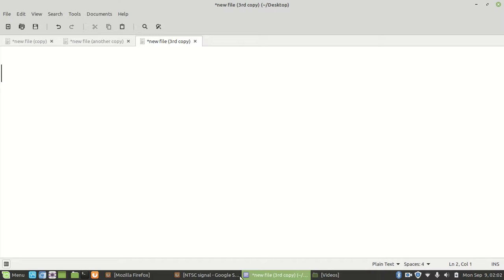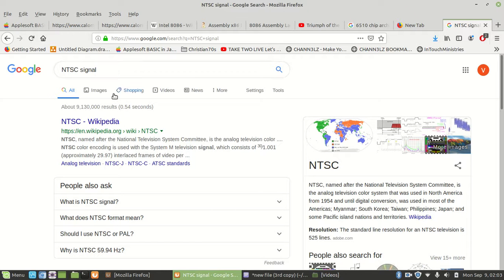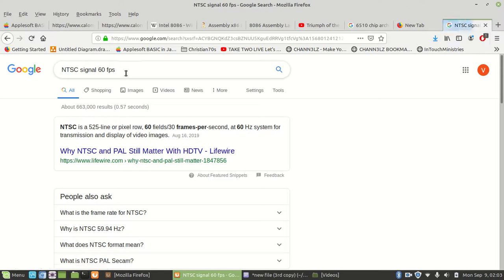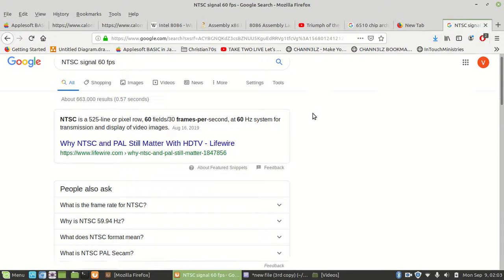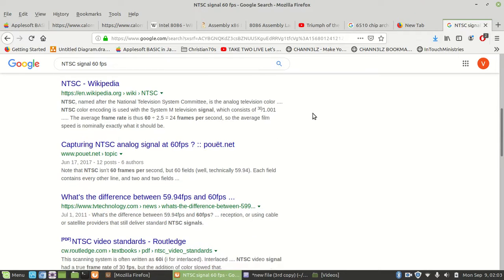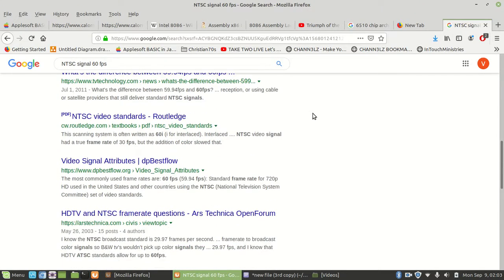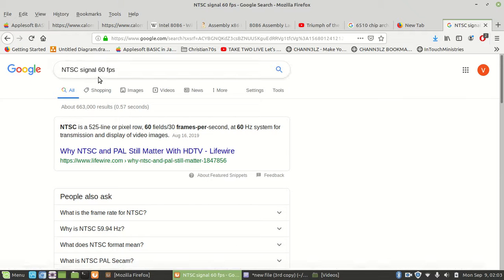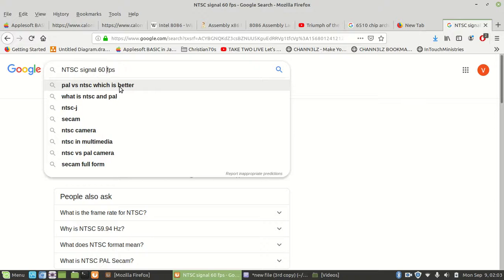Was it actually 30 frames per second, or did they do a full 60 frames? I was pretty sure the NTSC signal did 60 frames. Yes. Hertz system for transmission. So it would do 30 frames per second for 60. What is that? It doesn't sound right. Yeah, I think it was 60 frames per second with the NTSC signal.